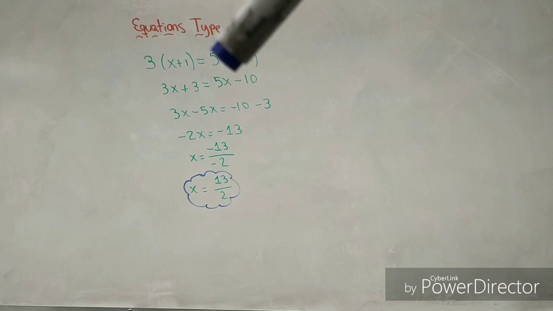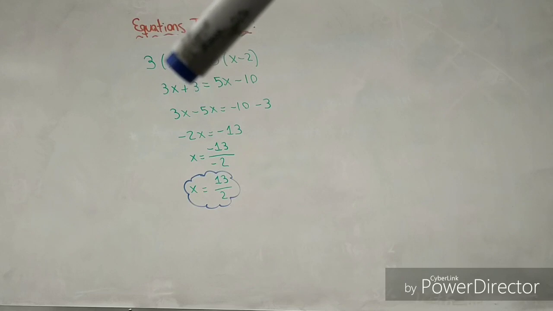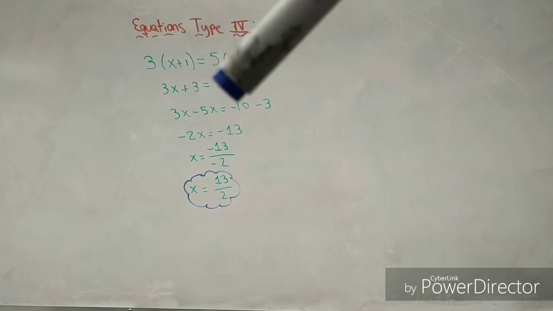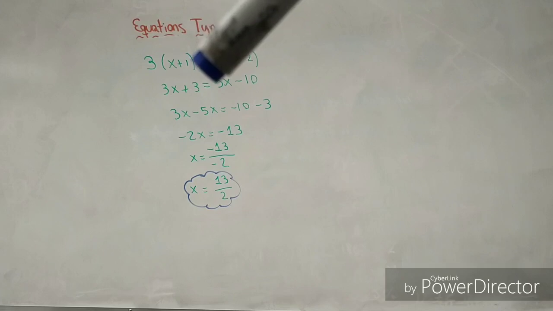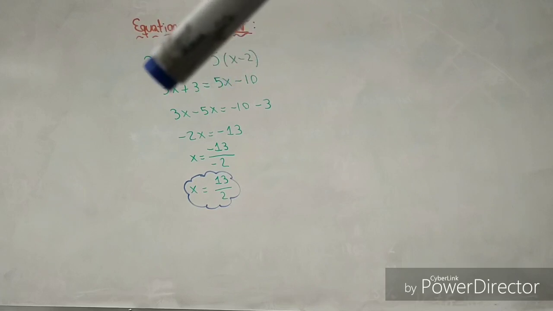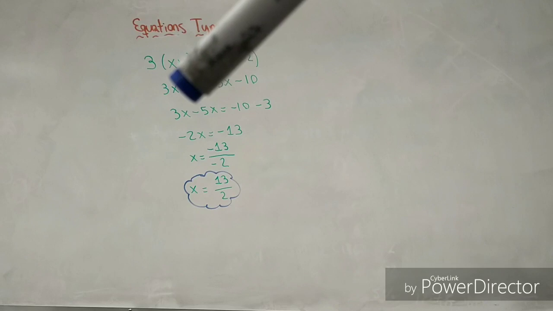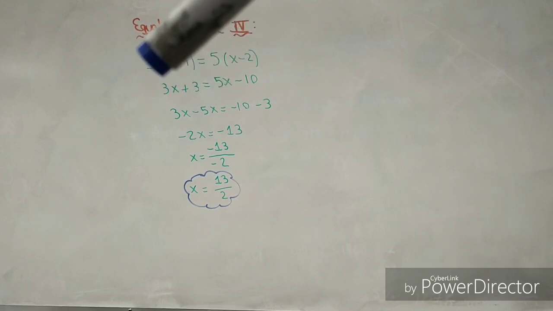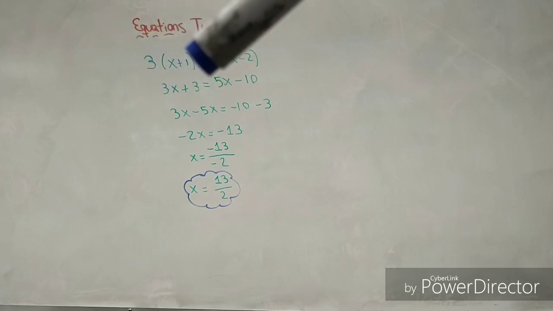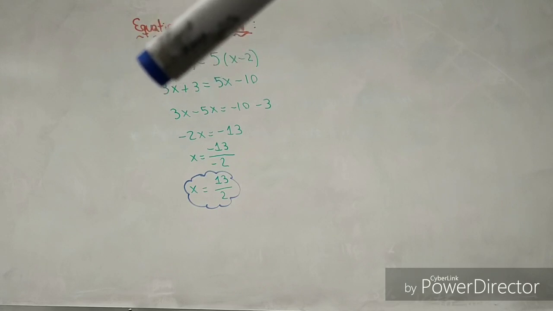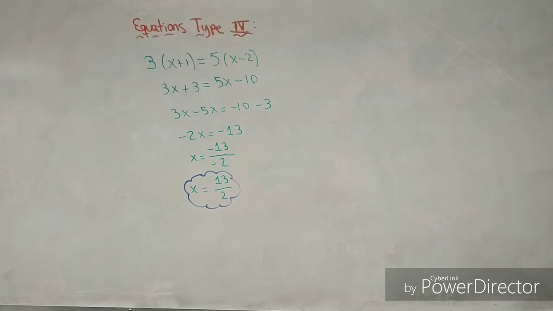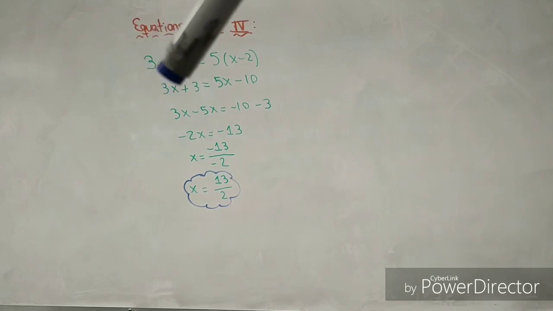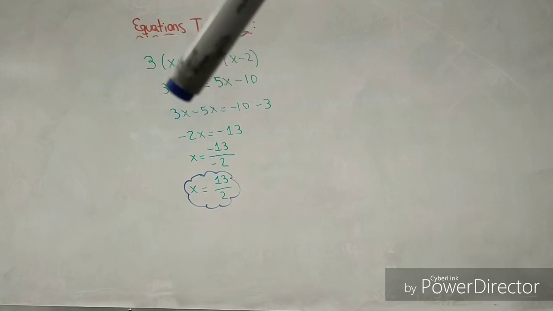So we bring everything that has an x to one side and everything that does not have an x to the other side. So this 5x is positive on the right side, and we're going to bring it to the left side. That's why it becomes negative. This 3x remains positive because it was initially on the left side of the equation, and it's going to be still on the left side of the equation. So 3x minus 5x, everything that has an x on the left side.